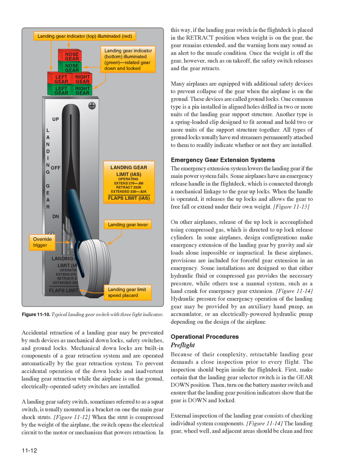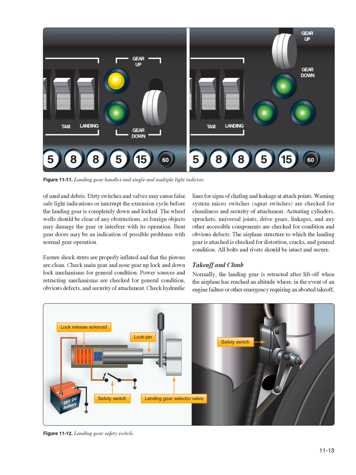External inspection of the landing gear consists of checking individual system components. Figure 11-14. The landing gear and adjacent areas should be clean and free of mud and debris. Dirty switches and valves may cause false safe light indications or interrupt the extension cycle before the landing gear is completely down and locked. The wheel well should be clear of any obstructions, as foreign objects may damage the gear or interfere with its operation.